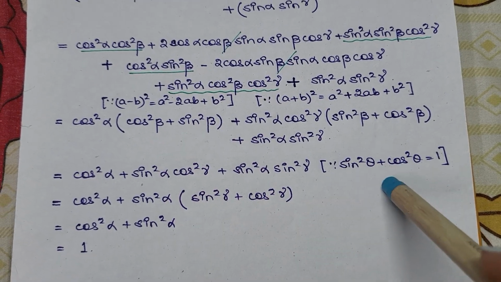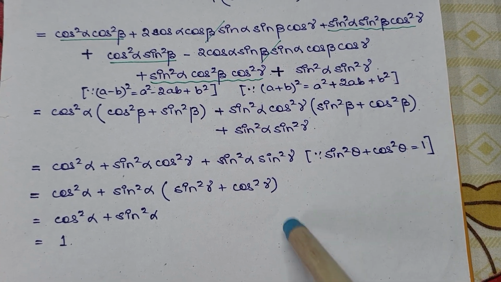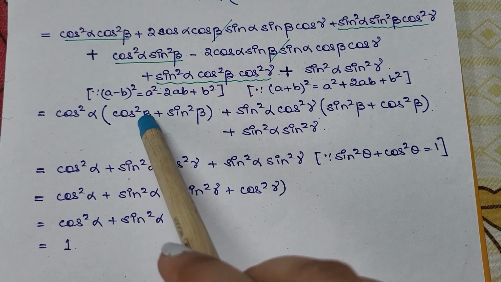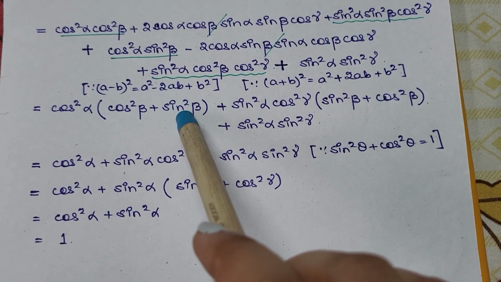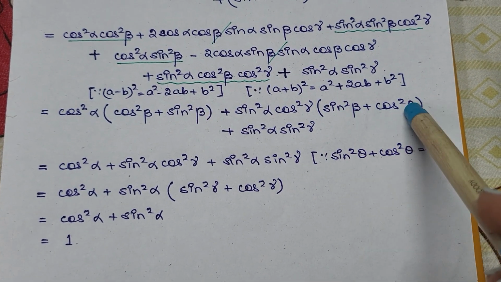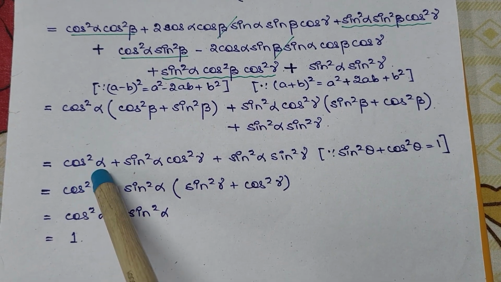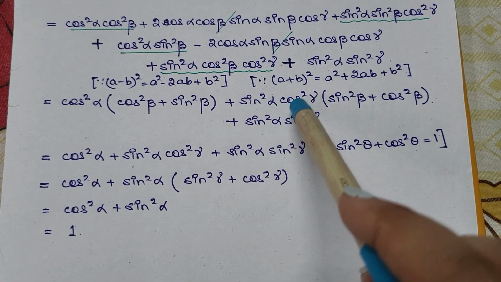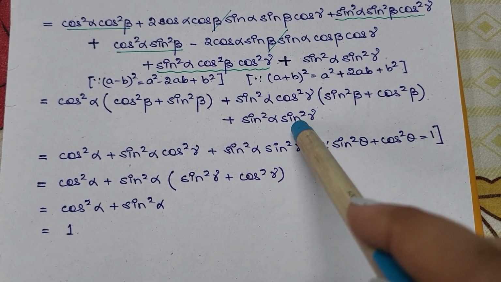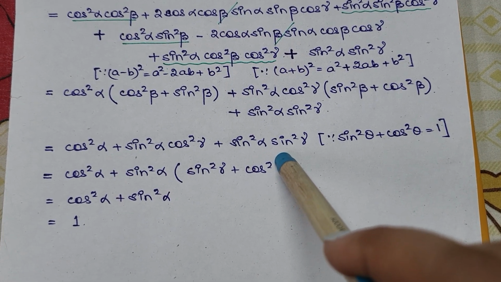Now we know from the trigonometric identity that sin square theta plus cos square theta is equal to 1. So this here is sin square beta plus cos square beta. Beta being the same angle, we can say that this term is 1. Similarly, this term here can also be 1. So this is cos square alpha plus sin square alpha cos square gamma, because this term has become 1. And this is sin square alpha into sin square gamma. So we are left with these three terms now.